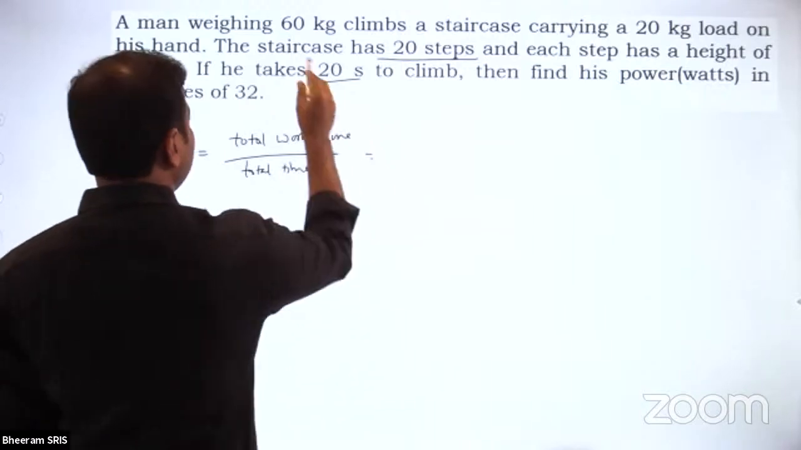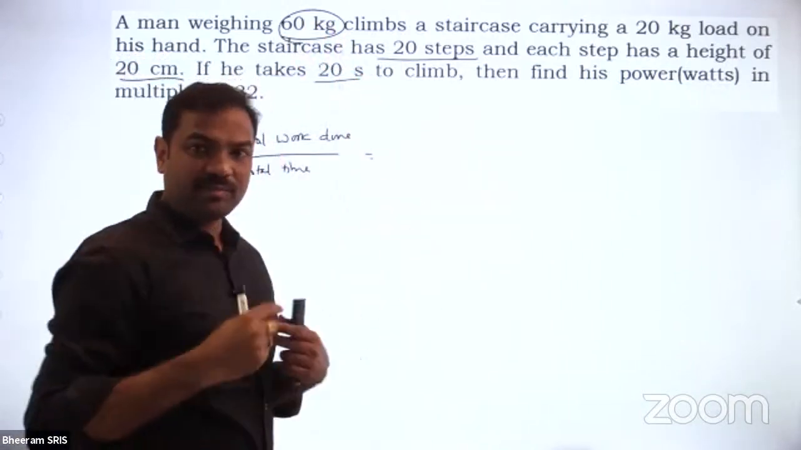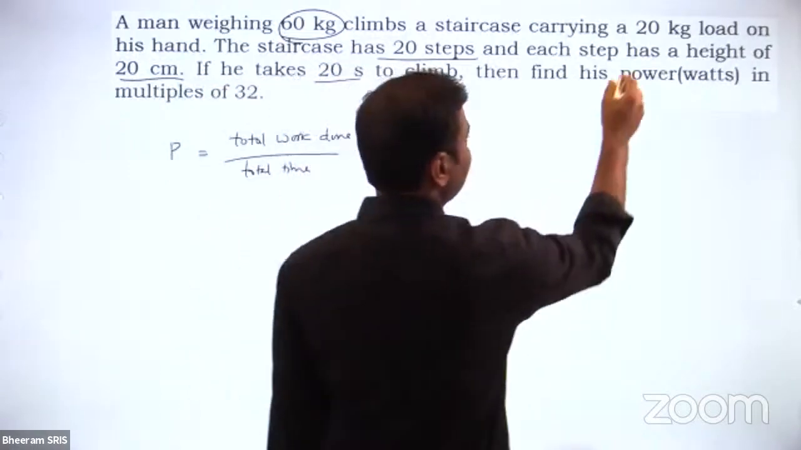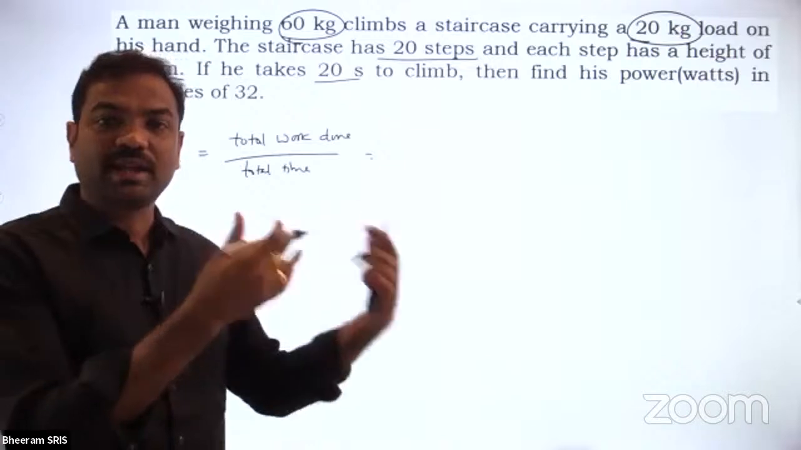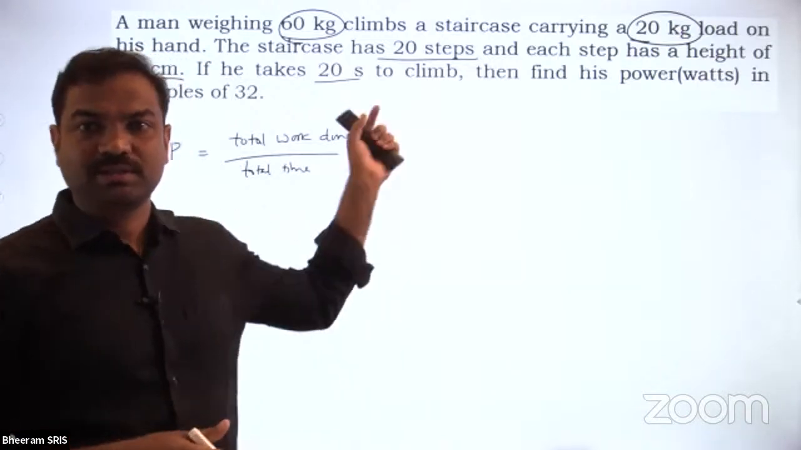What does the total work done mean? See, he has to climb. He himself has to go. At the same time, he has to carry the load of 20 kg. Then what is the total mass he has to carry upward? Total mass is 80 kg.